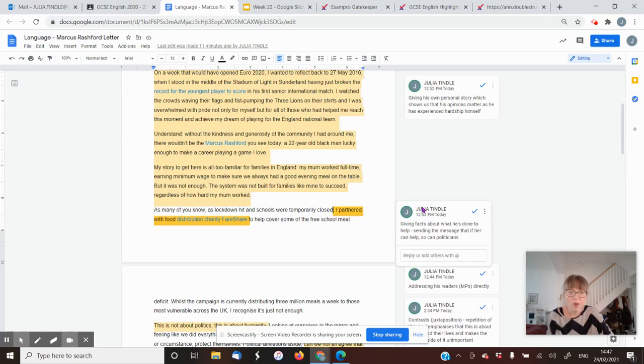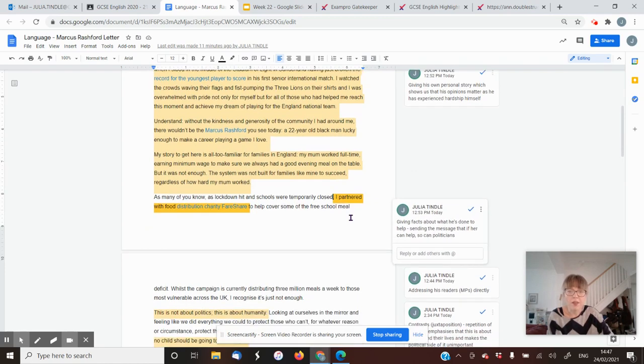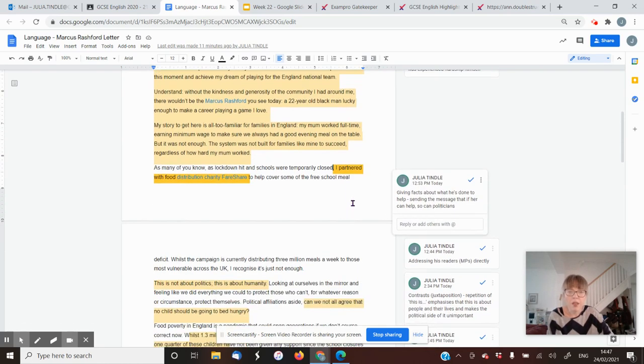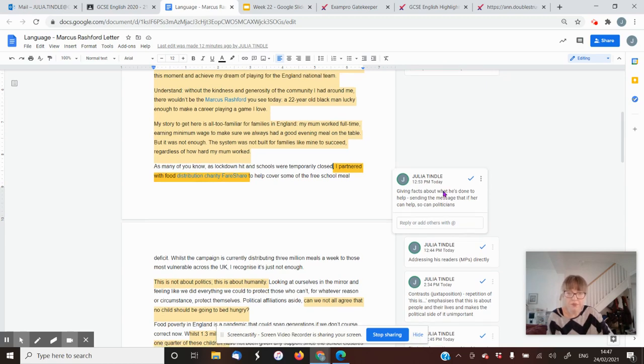He then went into talking about some of the facts, the things that he did to help. So saying that, well, I've done these things to help child poverty, so you can do something too as a politician.